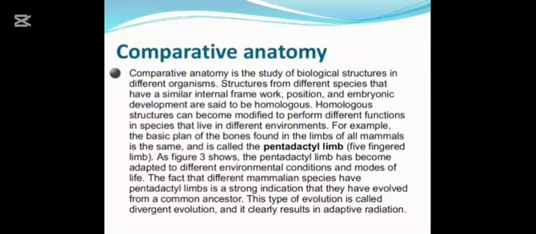For example, the basic plan of bones found in the limbs of mammals are the same, and this is called the pentadactyl limb, the five-fingered limb. A structure in figure 3 shows a pentadactyl limb that has become adapted to different environmental conditions and modes of life. The fact that the different mammal species have pentadactyl limbs is a strong indication that they have evolved from a common ancestor. This type of evolution is called divergent evolution, and it clearly results in adaptive radiation.